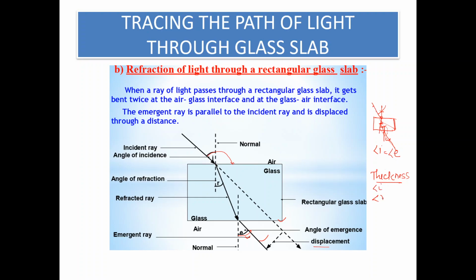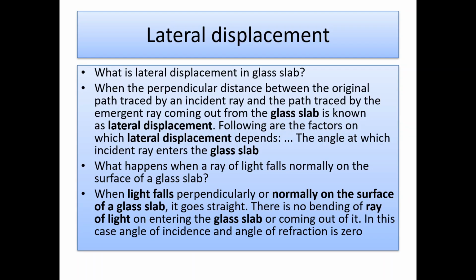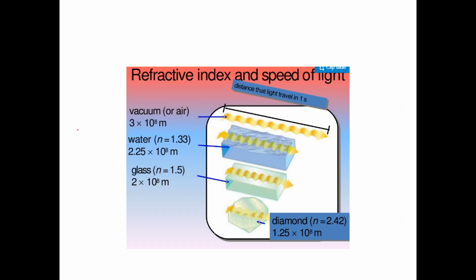It also depends on angle of refraction, and the relationship between both, sin i upon sin r, is another value called the refractive index. Followed. So as the thickness of the glass increases, the lateral displacement will be more. Now here are some questions related to lateral displacement. Just now we have discussed what will happen when it falls normally. It will pass straight through the glass slab. What is lateral displacement, and on what factors does it depend?